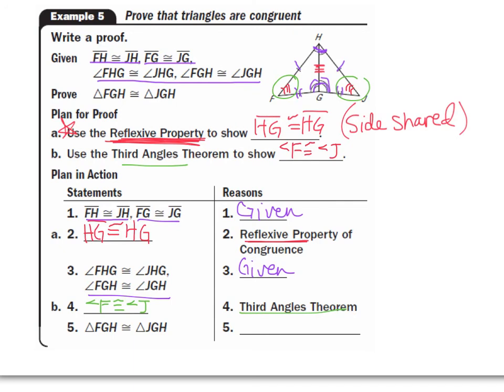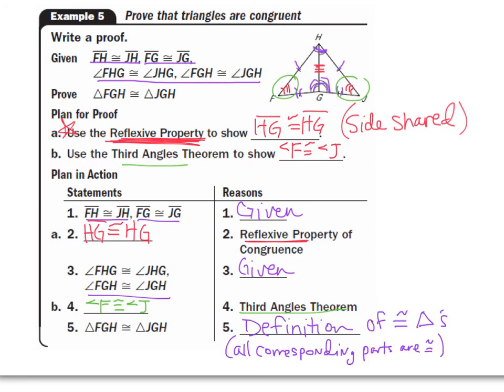So once we have that written in our picture, we can see that all corresponding parts are going to be congruent. And so that's our reason for why our two triangles would be congruent, and it's just the definition of congruent triangles. So if you notice on here, I wrote that all corresponding parts are congruent, but the real reason is our definition of congruent triangles.